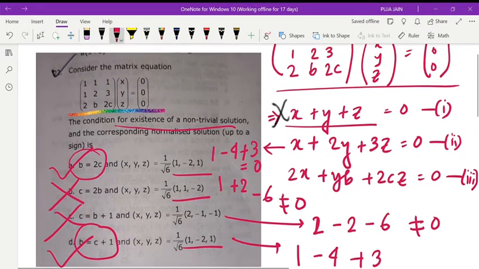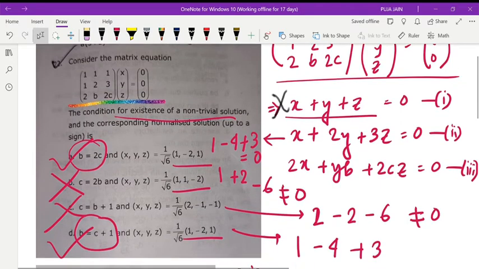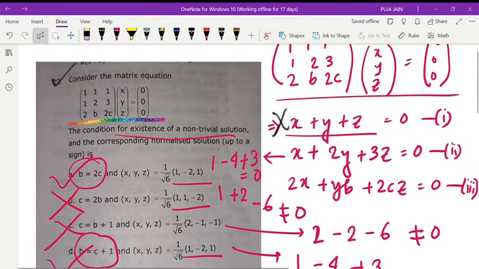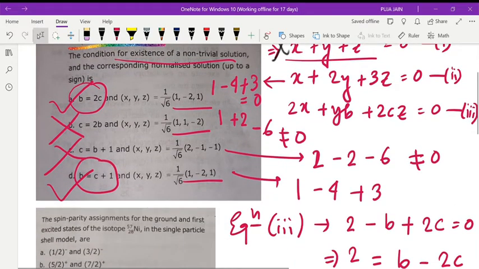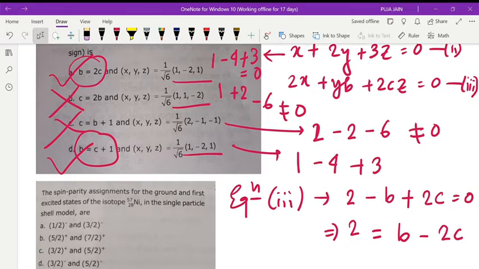Wait, let me check. 2x plus yb plus 2cz. We have substituted the values of x, y and z. X is 1. So, okay, 2. Y is minus 2. So, this is minus 2b. And 2c, z is 1.